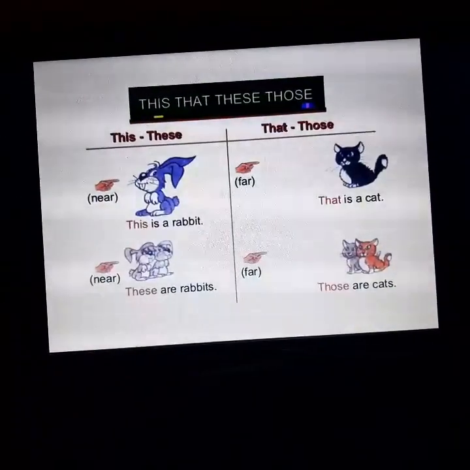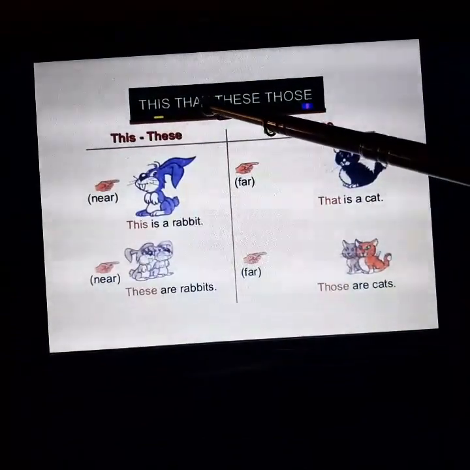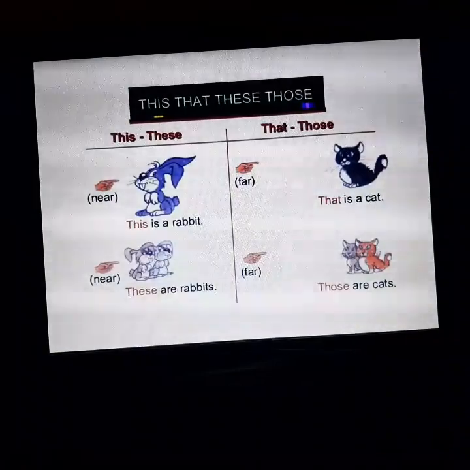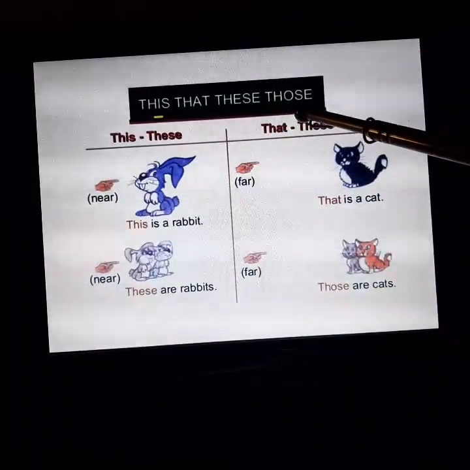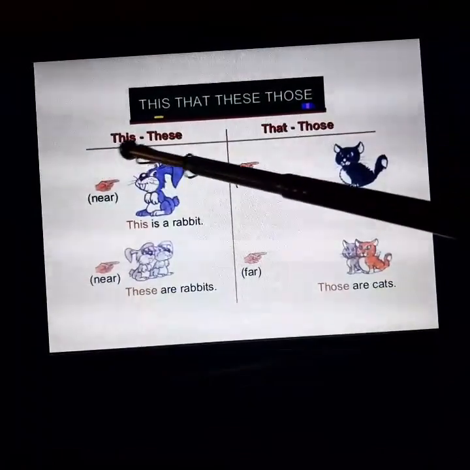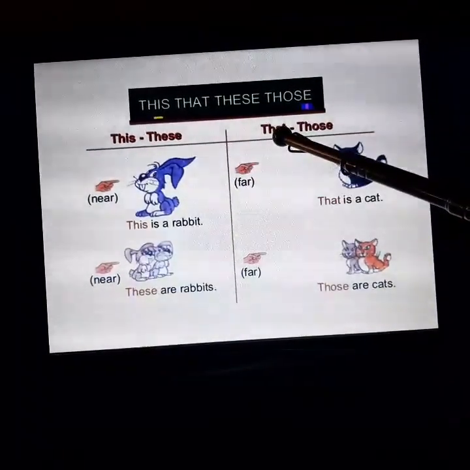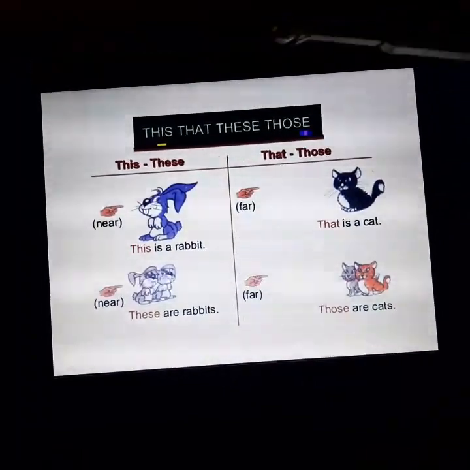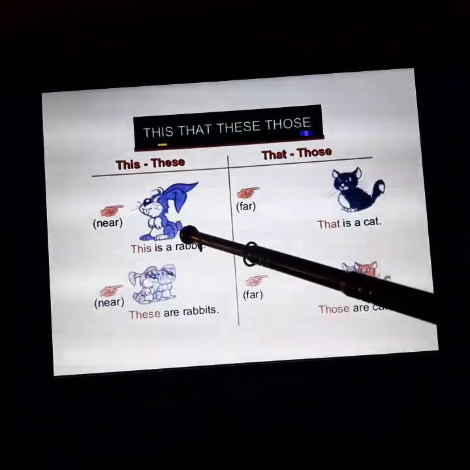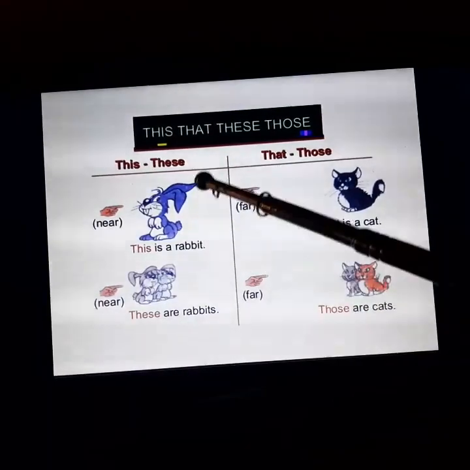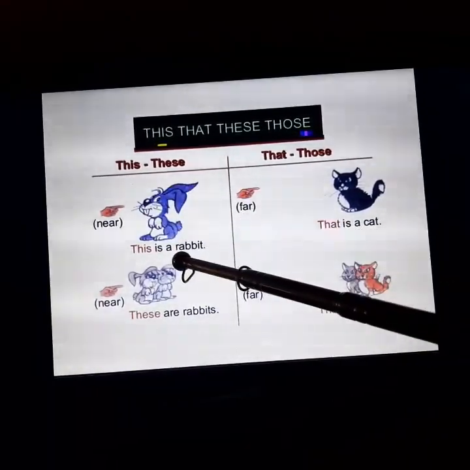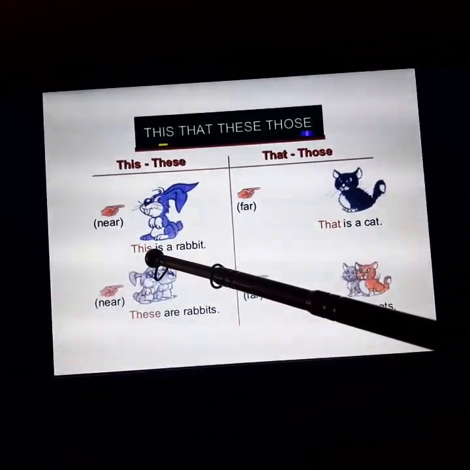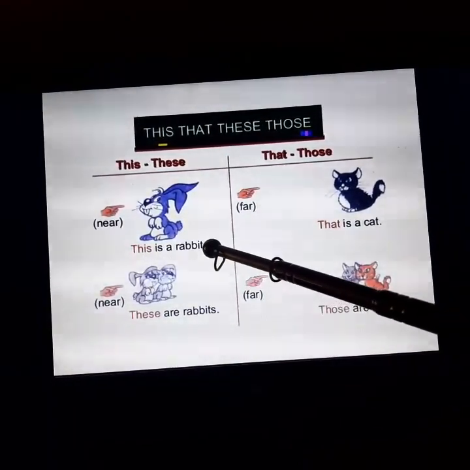So let us see this, that, these and those together. In our today's topic, these and those, instead of this, we are going to use these, and instead of that, we are going to use those. So children, this is the picture of a rabbit. There is only one rabbit and it is near us. So we will use this. This is a rabbit.